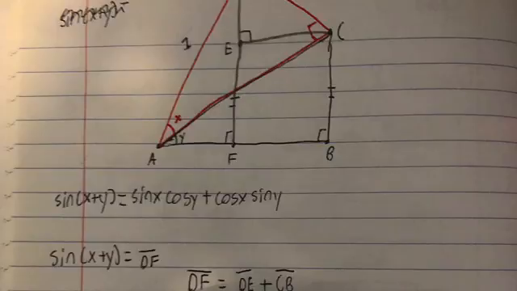Now the triangle with angle x plus y is ADF, and with sine being equal to the opposite side over the hypotenuse, we can see that that would be the line segment DF over 1, or just DF. We can then break DF into two smaller segments, DE and EF, but since EF is congruent to CB and CB will be easier to find, we can express that as DF is equal to the segments DE plus CB.